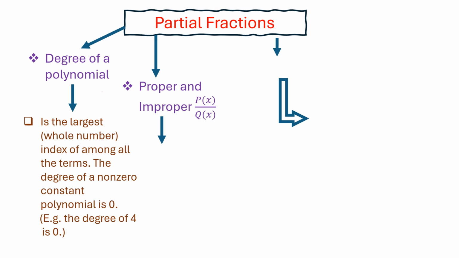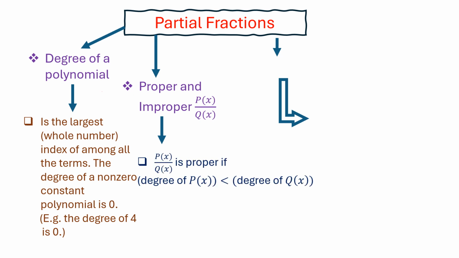A proper polynomial fraction is one where the degree of the numerator is strictly less than the degree of the denominator. One example is if you have 2x squared plus 3, then the degree of your denominator has to be more than 2, so it has to be like 2x cubed minus 1. So this is what it means.